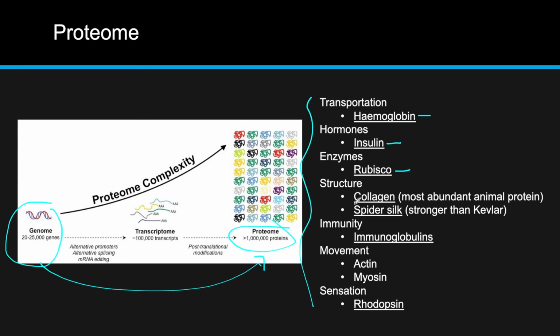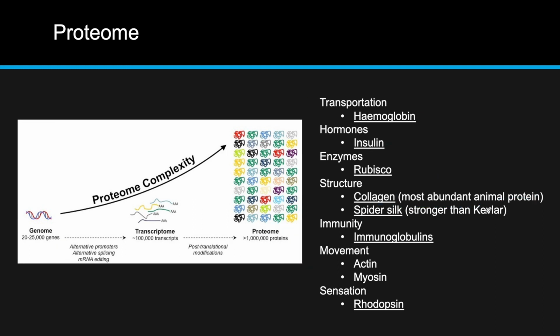We have structure, which we talked about with fibrous. We have collagen, and you should know this is an important fact here. It's the most abundant animal protein. If you look at the human body, the most abundant protein you're going to find is collagen. We have spider silk as well, which is actually stronger than Kevlar, as I noted here, and basically that's going to be that structural stuff.